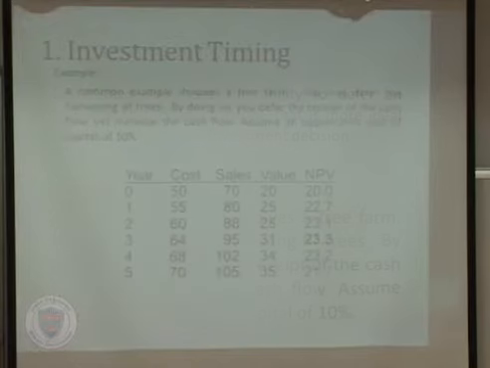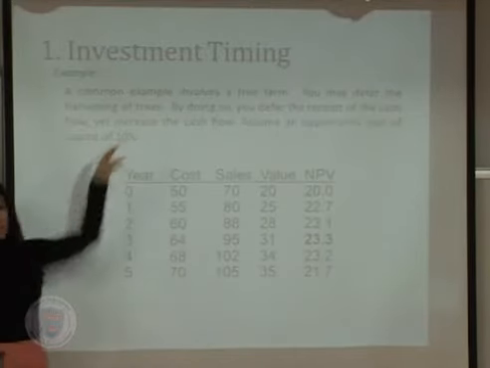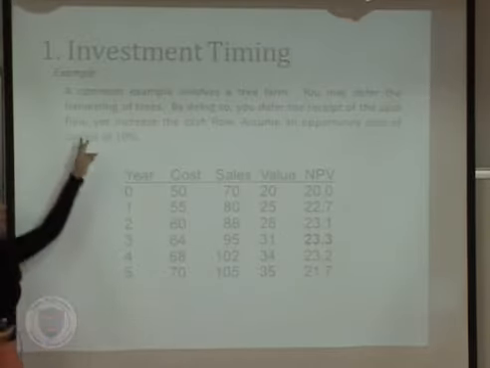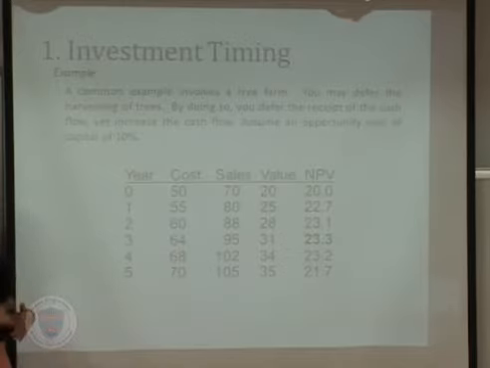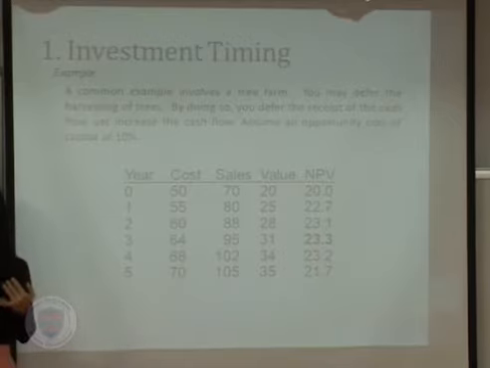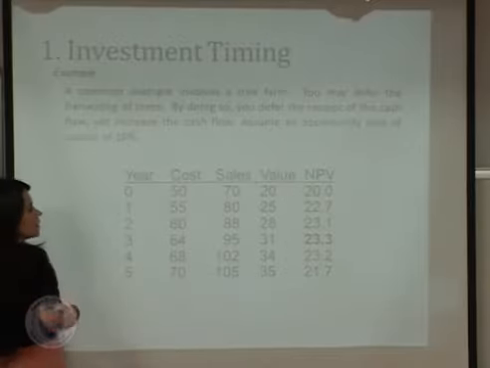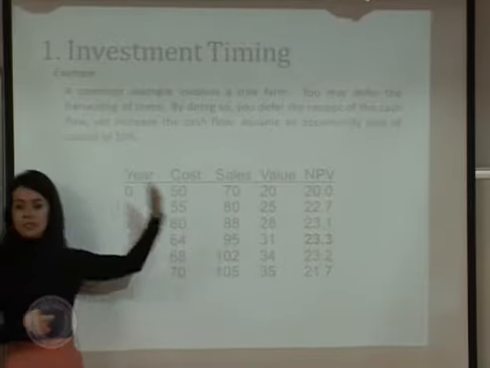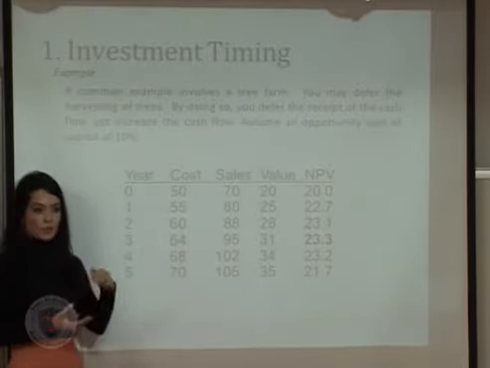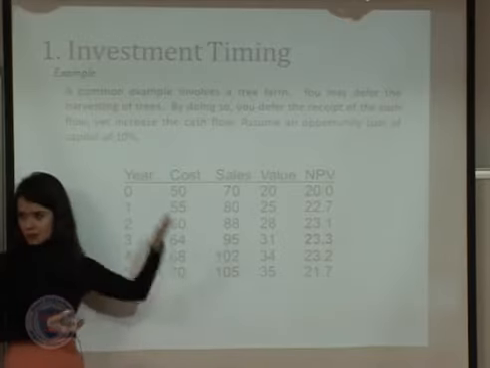Okay, so let's look at this example. Suppose that you have a tree farm, and you may postpone investing in trees. By doing so, you defer the receipt of the cash flow. So you're not cutting the trees now. You let them grow a little bit more. You give up the cash, because you could cut the trees and take the money now. But you increase the cash flow in the future, since the trees grow more after a year, so you may have a higher cash receipt after 1 year.